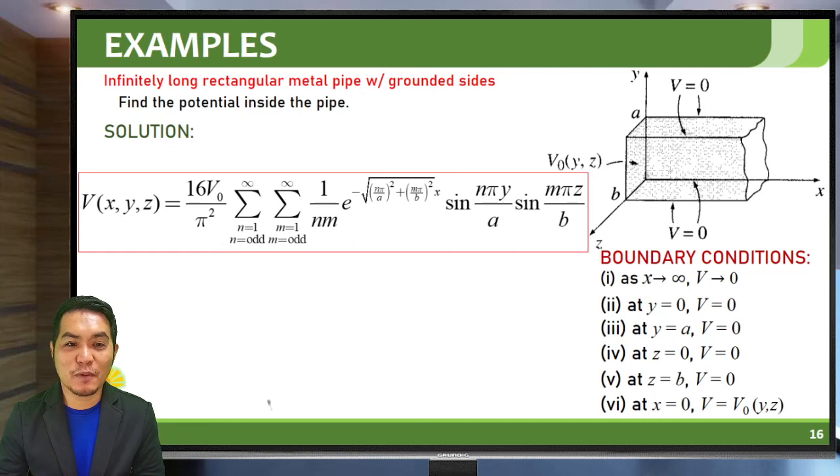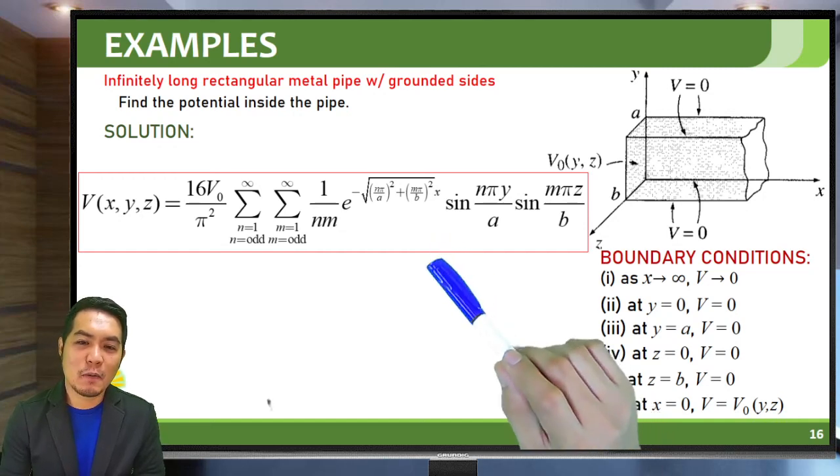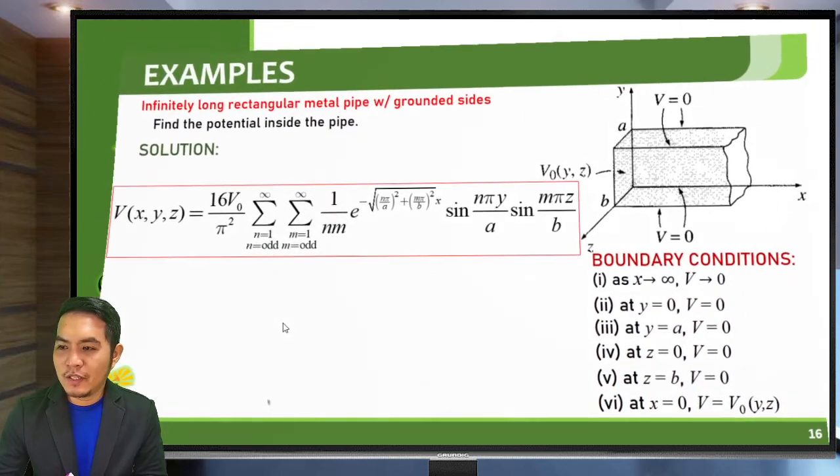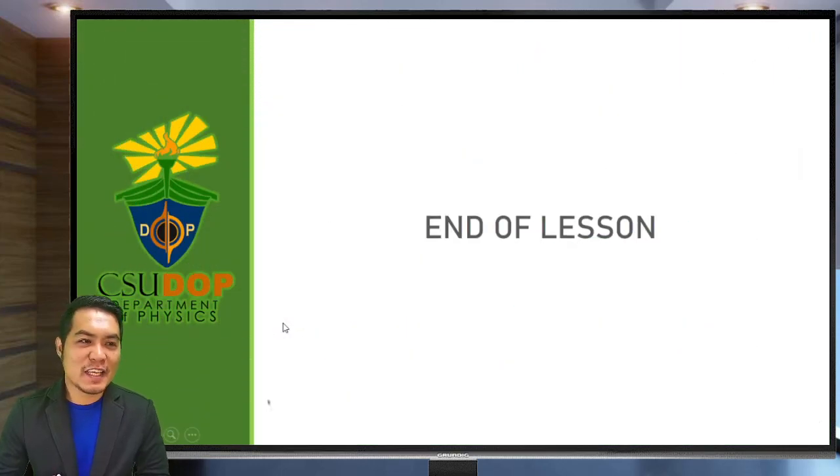So this is a double summation. This is actually a very long summation if you try to expand it. But anyway, this is our final answer. No need to expand this summation. Don't ever expand a double summation. You're just trying to hurt your brains. So that's it for the separation of variables.